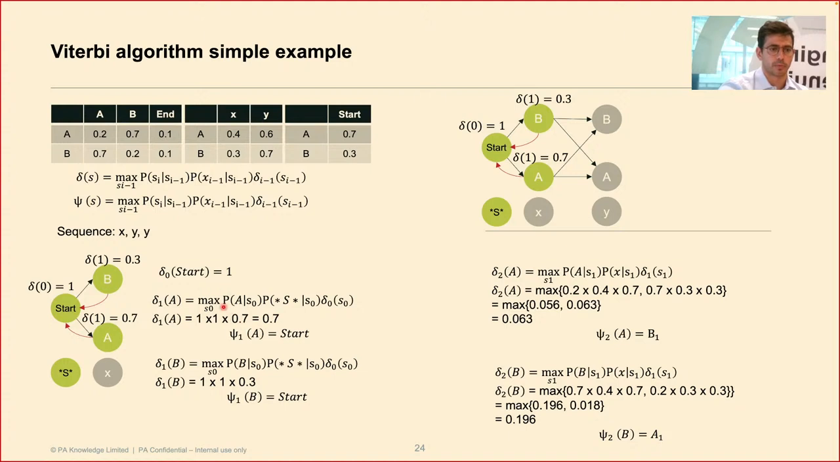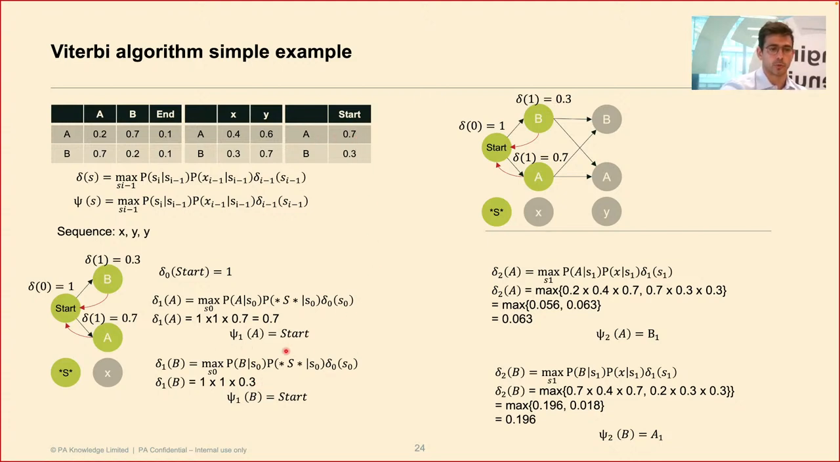The probability of A being at state S0, that is 0.7, we get it from the starting initialization matrix. And then the probability of the asterisk observable state based on the S0 hidden state is also one. So essentially, the only thing that matters is the starting probability for the A here. Similar for B.